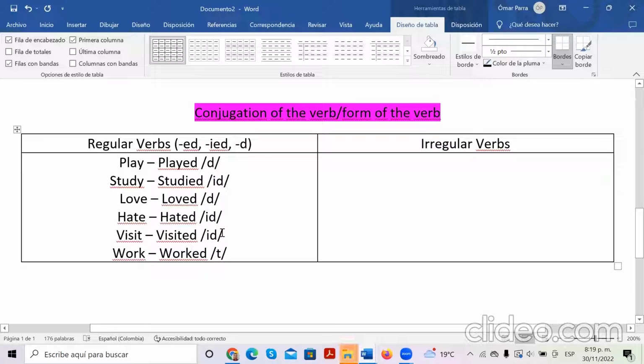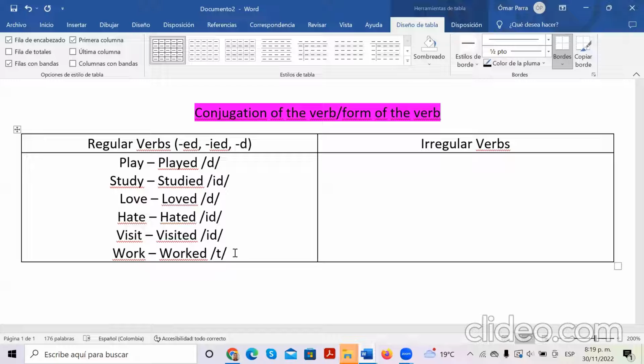Visit, visited. Work, worked. Okay, now it's important that you practice the pronunciation of regular verbs in past simple, because this is how you have to talk, and this is how you can tell the difference between present and past.